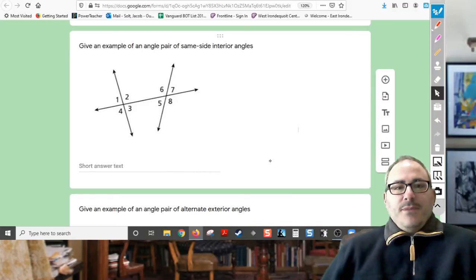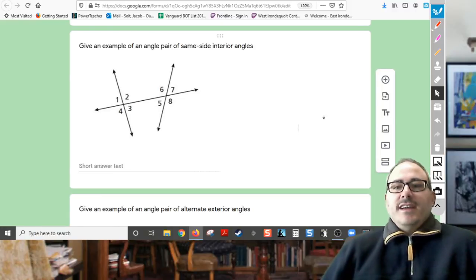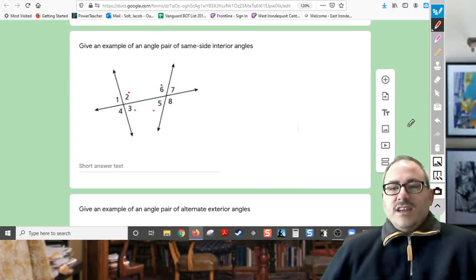All right, give an example of an angle pair of same side interior. Same side interior angles. All right. Maybe, do you need a hint? Pause me if you don't need a hint and write it down. Okay, you unpause me. Well, these two are same side interior. And then these two are also same side interior. You could have used either of those and you'd be fine.